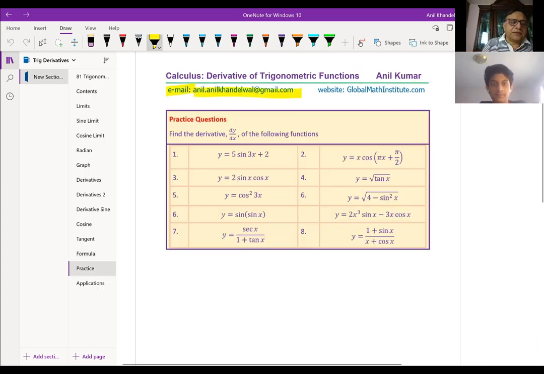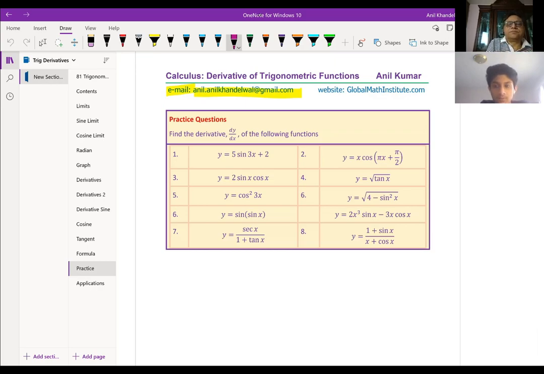So here are some practice questions. Would you like to do some? Try the sum out. First one, sir. Read and tell me the answer. Find the derivative dy over dx of the following functions. So the first one is y equals 5 sine 3x plus 2.